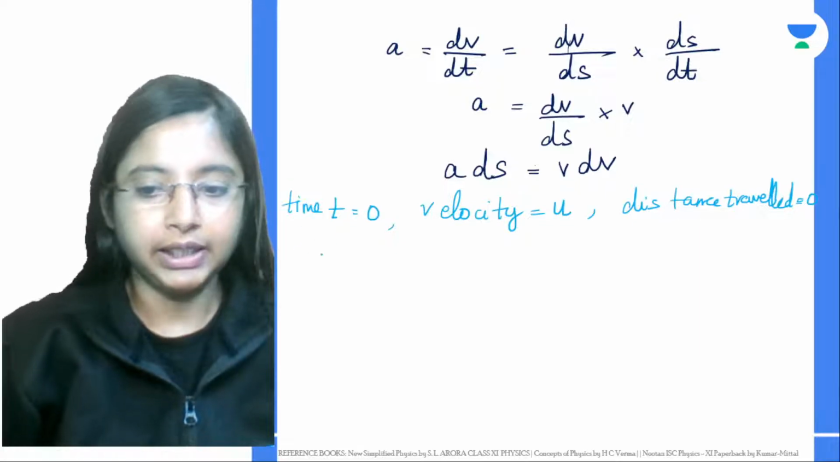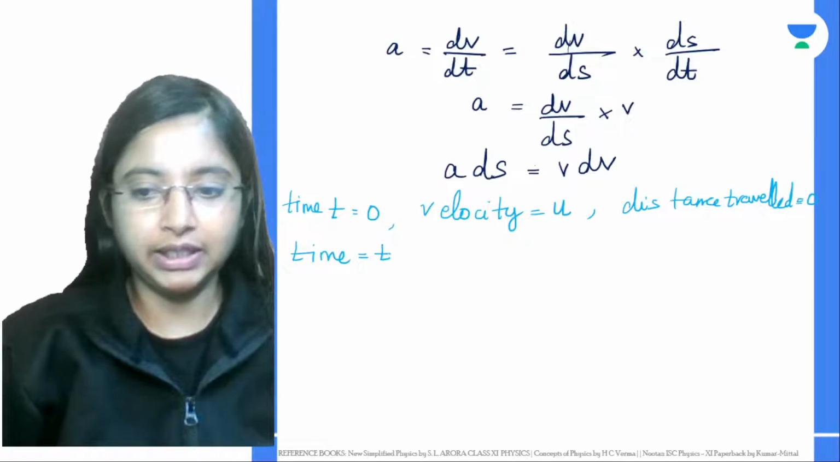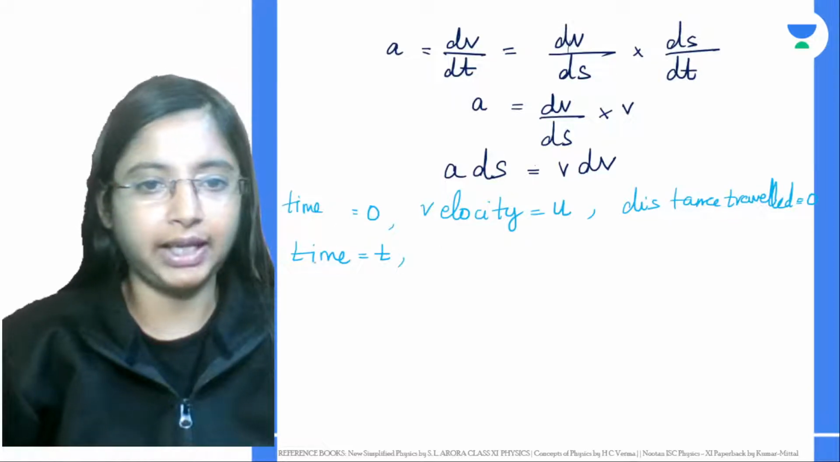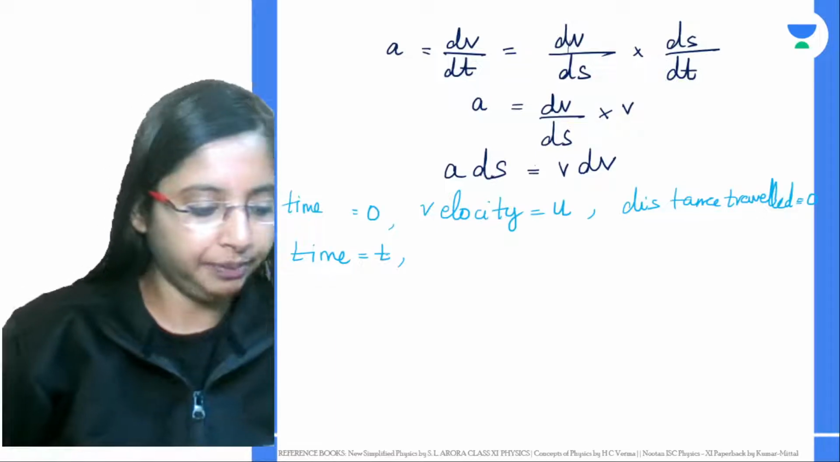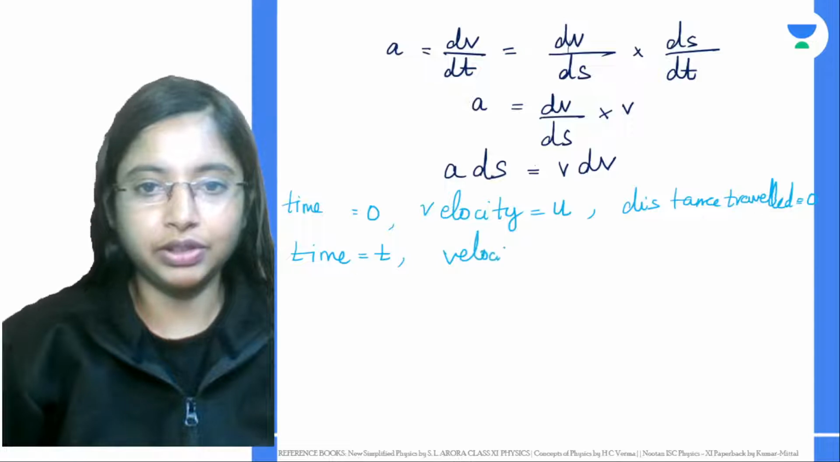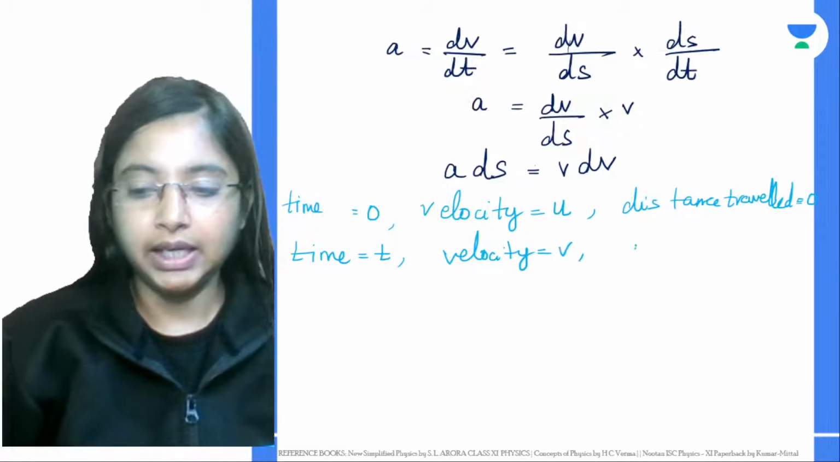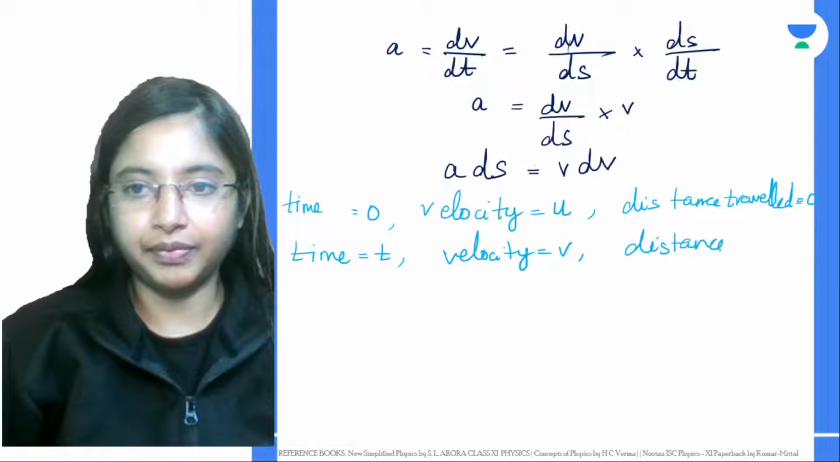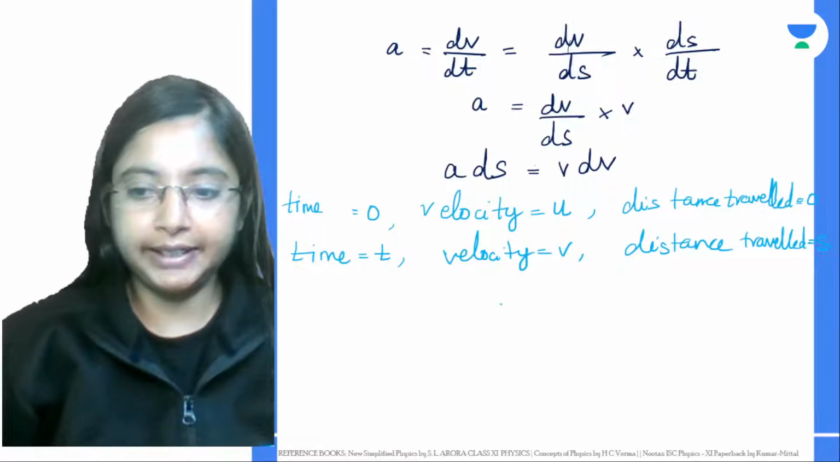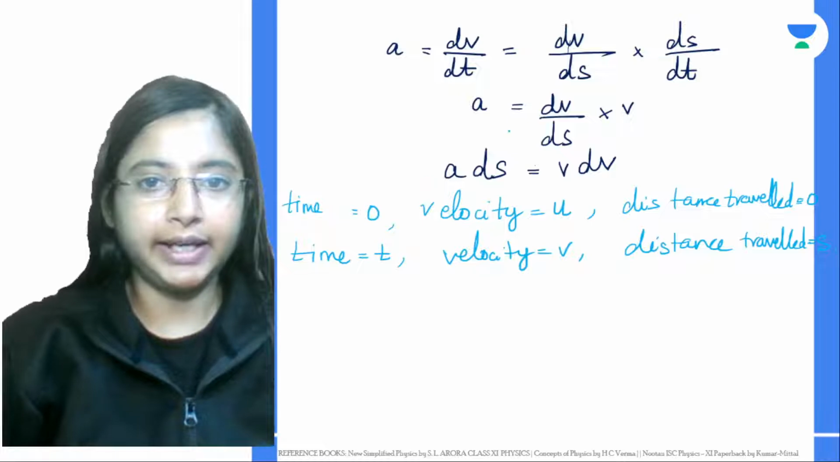Now after a particular time, initially time was 0, now it could be a few minutes or few seconds or few hours, so after some time, from here we can see what is the velocity. So let's say the velocity is equal to v, and let's say the distance traveled is equal to s.